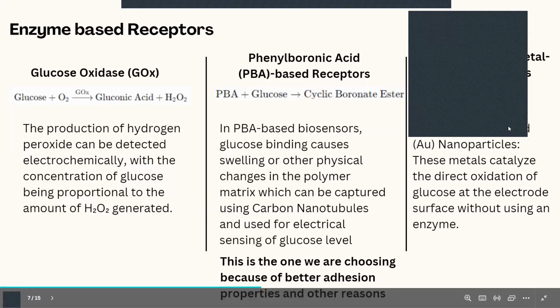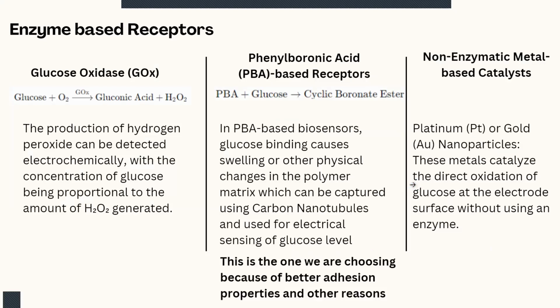For enzyme-based receptors for sensing glucose levels in blood, there are three methods. One is the glucose oxidase method, which is an electrochemical method. Another is phenyl boronic acid based receptors, which is a bio-based method, and the other one is non-enzymatic metal-based catalyst, which again is an electrochemical method. In our case, we'll discuss phenyl boronic acid based receptors. Yeah, next slide.